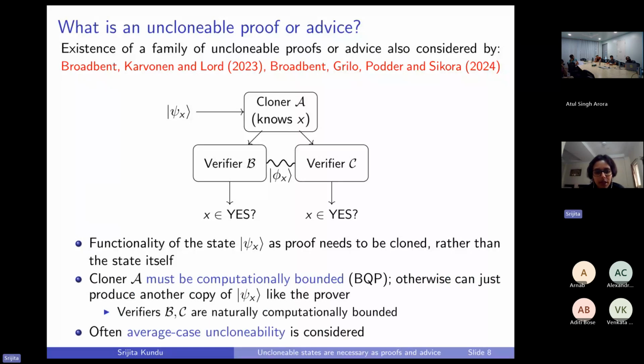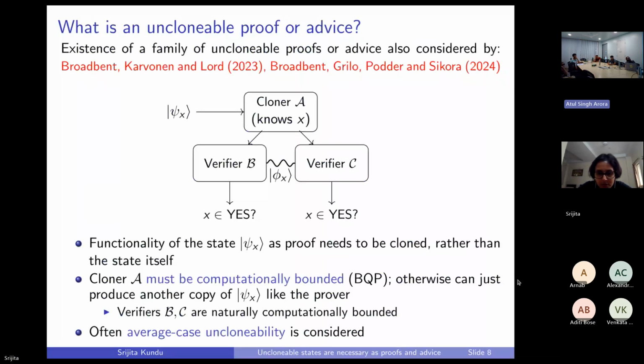And often average case unclonability is considered, like it was done in these two works. So they considered that for each input length, the cloner must not succeed on average for cloning the proofs for that input length. But we don't have to do this, and we could also consider worst case unclonability, as we'll do in our definition later.